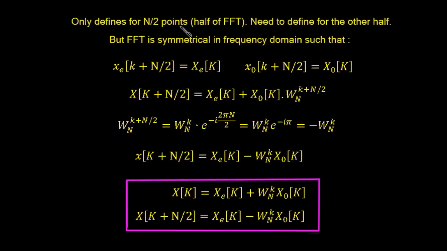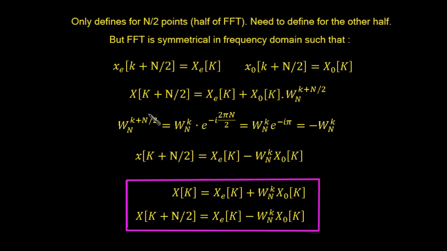Now the thing to note here is that we've only worked out the FFT for half of the points, that is n upon 2 points. We still need to work it out for the other half. But the DFT and therefore the FFT are symmetric in the frequency domain. So it means that the second half of the points for an even sequence is equal to the first half of the points for the even sequence, and the second half of the points for the odd is equal to the first half of the points for the odd. So it means that we can therefore write that X even of k plus n upon 2 equals X even part of k, and X odd of k plus n upon 2 is equal to X odd part of k.